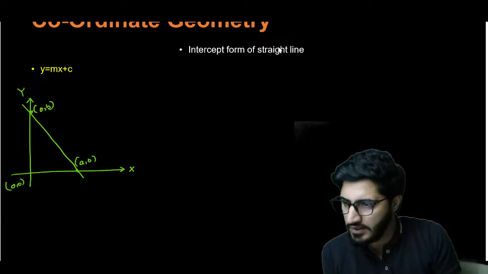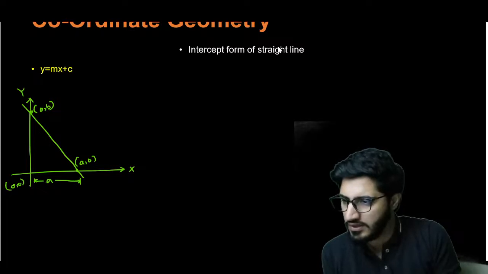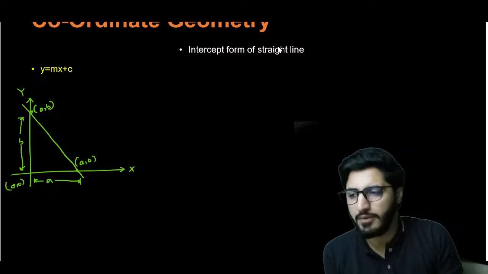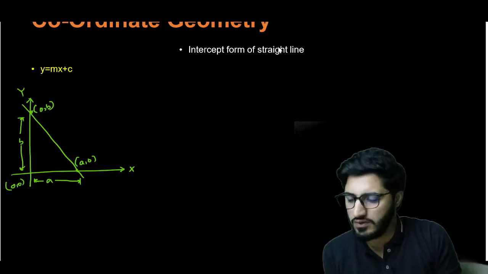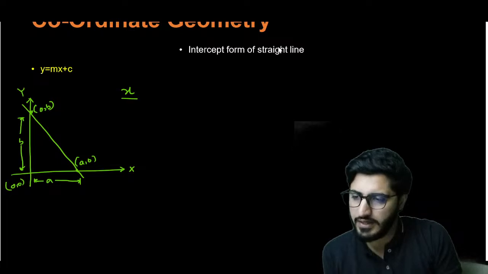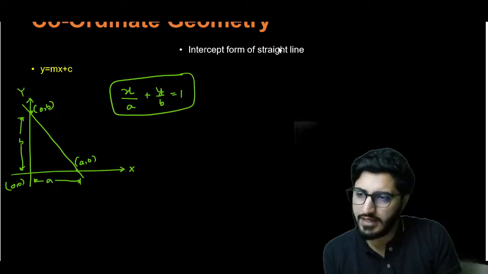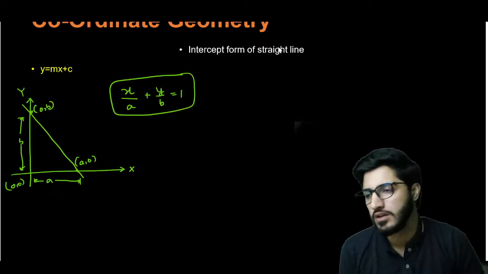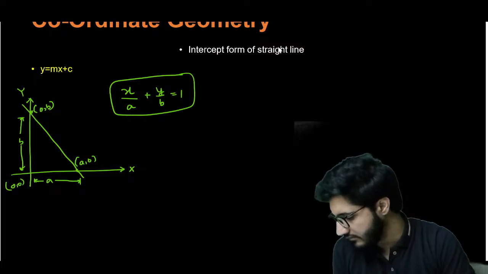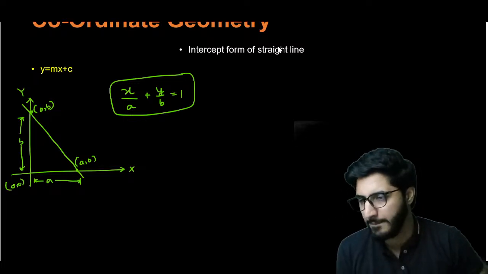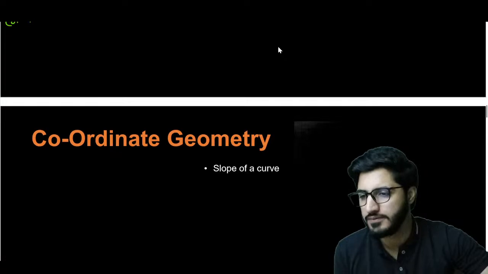If this side is a, if this side is b, how would my equation look now? It will become x divided by a, since it cuts x at a, plus y divided by b, since y cuts at b, equals 1. This is my intercept form of a straight line. Clear?